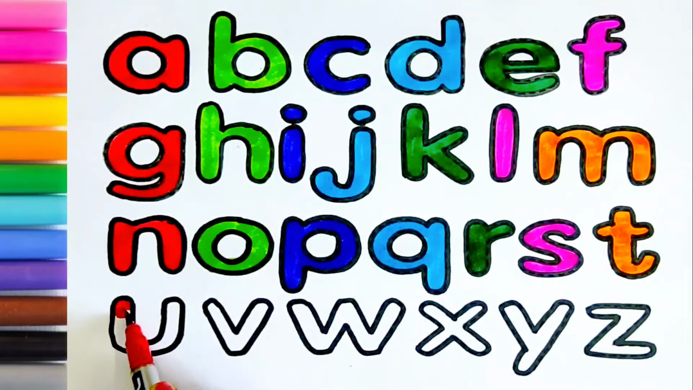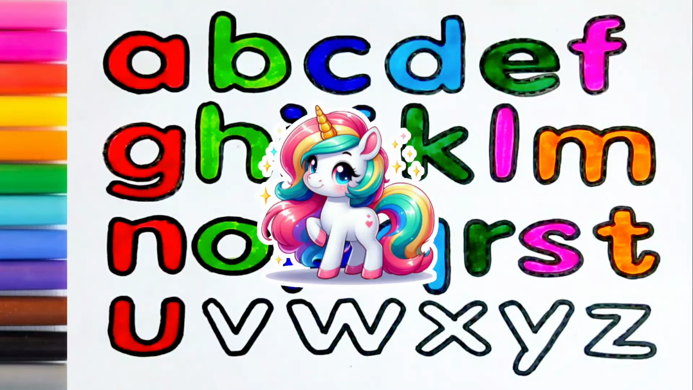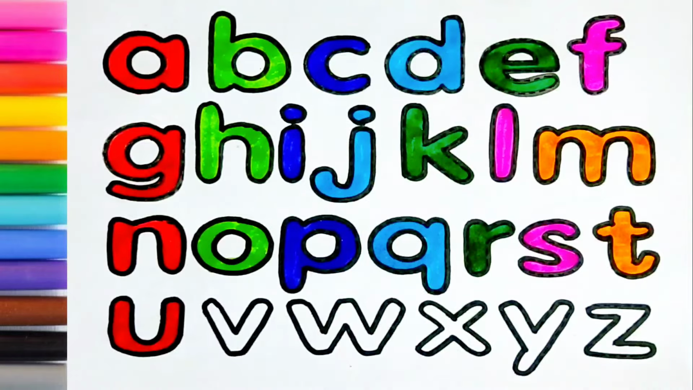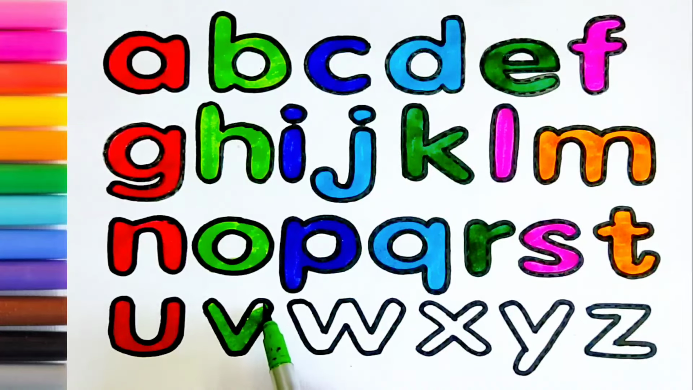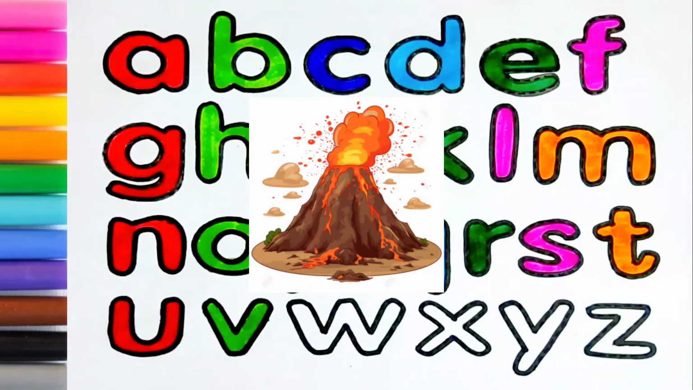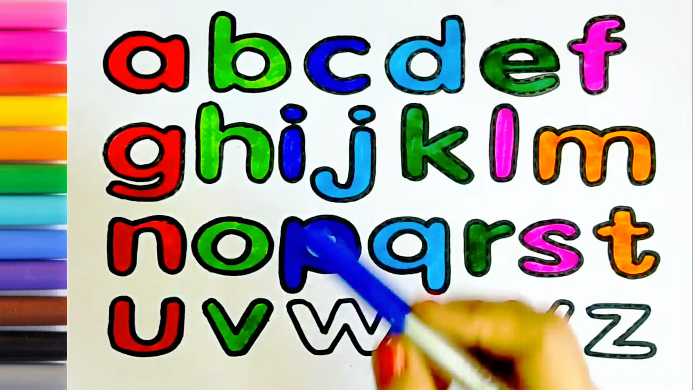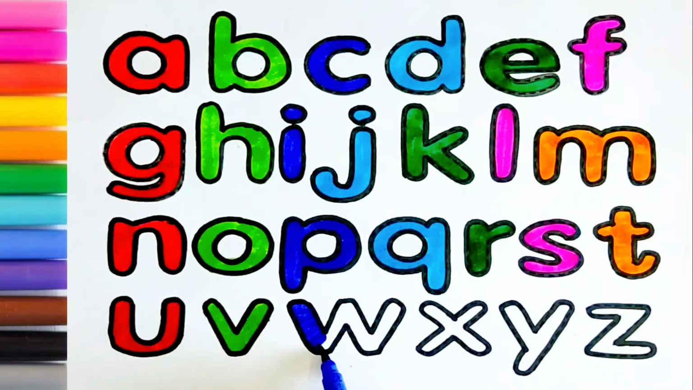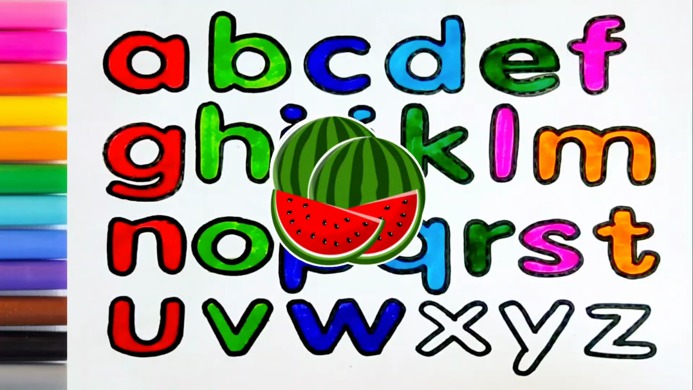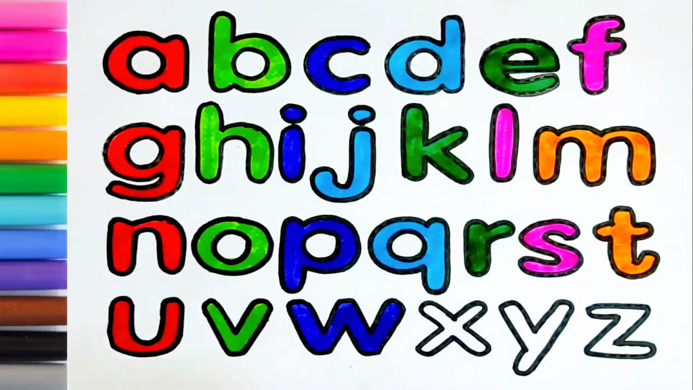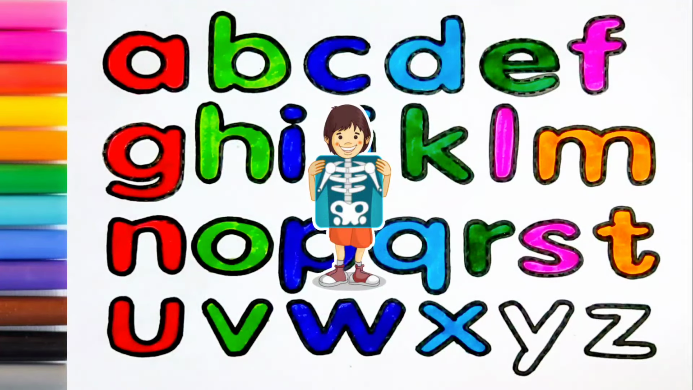Red color. U. U for unicorn. Light green color. V. V for volcano. Blue color. W. W for watermelon. Sky blue color. X. X for X-ray.